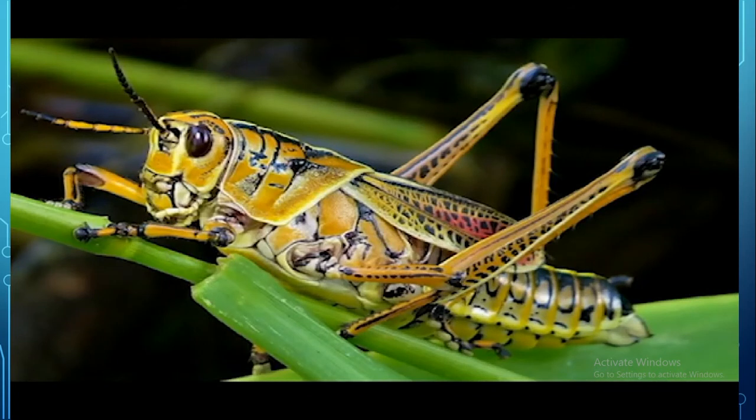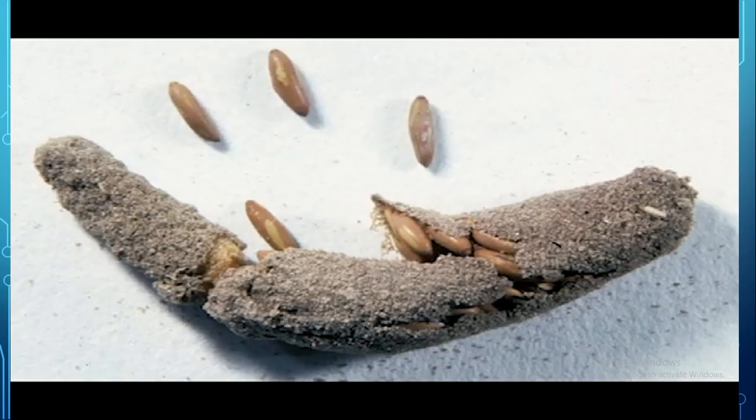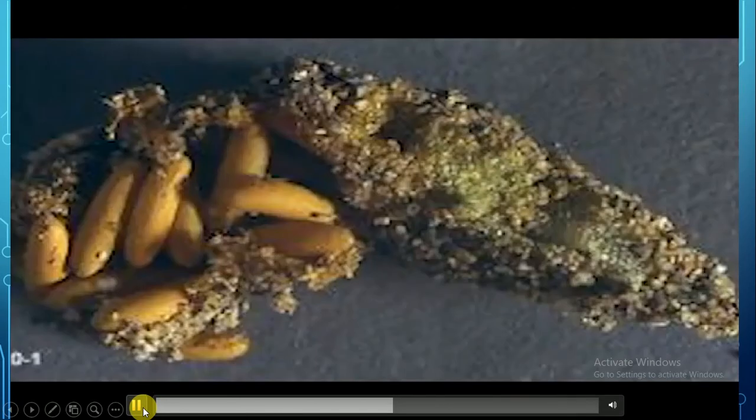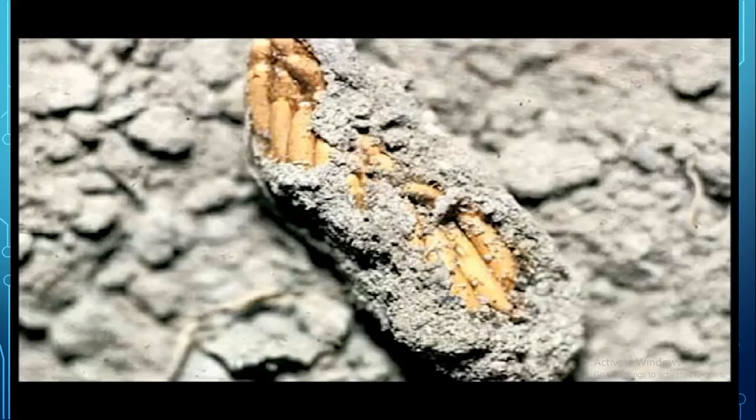Look, this is the grasshopper life cycle. The grasshopper has a three-stage life cycle. The first stage is the egg. The grasshopper places its eggs. As you see, this small egg will become a grasshopper. Okay, subhanallah. So the grasshopper starts its life as an egg. Let's continue. Into a pod. These pods can contain up to 100 eggs inside. These pods are safely deposited inside the mud.